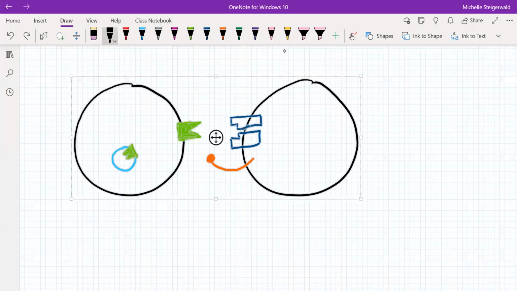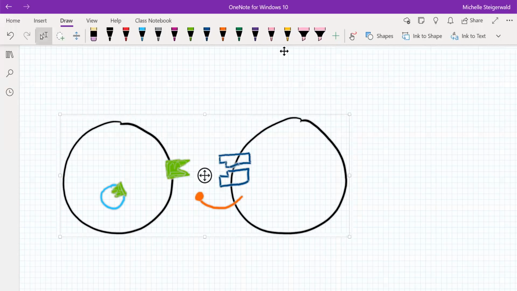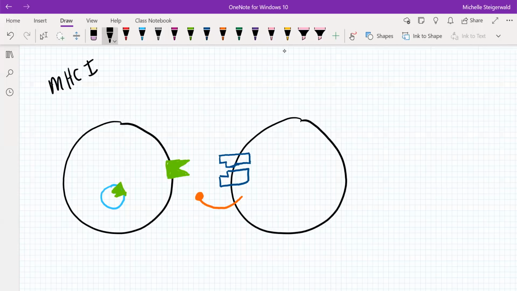Let's try that again. Your MHC1 cell could be any cell in your body. So we could just say this is an epithelial cell. This is worried about, is it infected? Did it get a virus that's snuck in there and it's making protein, it's making copies of itself, utilizing all of its resources. Okay, so this is an MHC1.